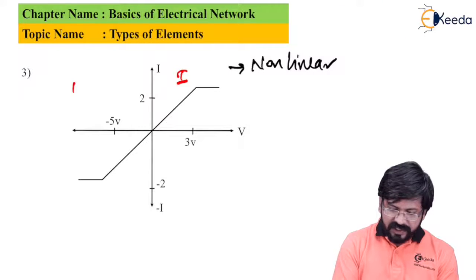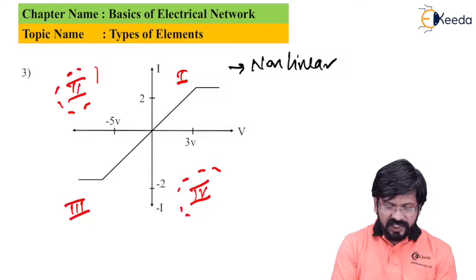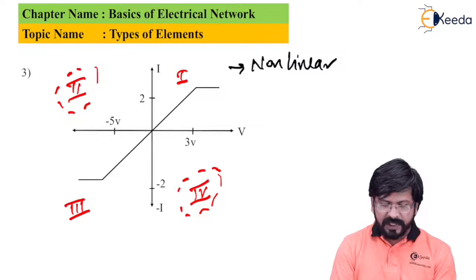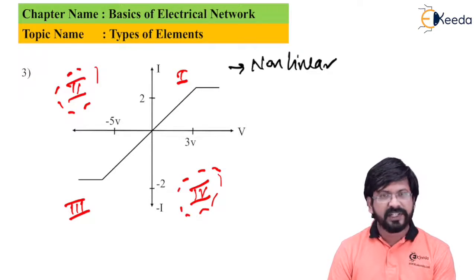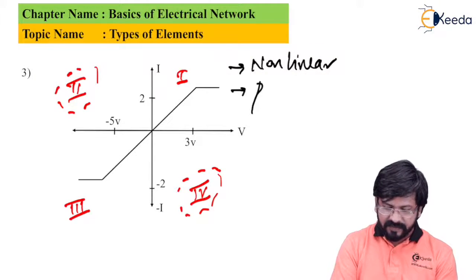Let us mark their quadrants as first quadrant, second quadrant, third quadrant, and fourth quadrant. As you can see, in our second quadrant and fourth quadrant, there is absolutely no characteristic part. It means it is an indication that it belongs to a passive category. So the second conclusion is that it is a passive element.